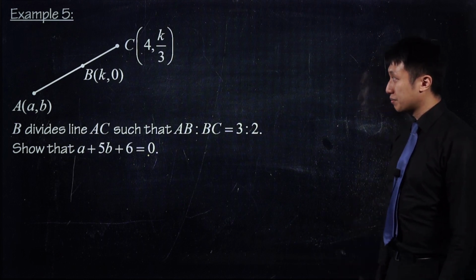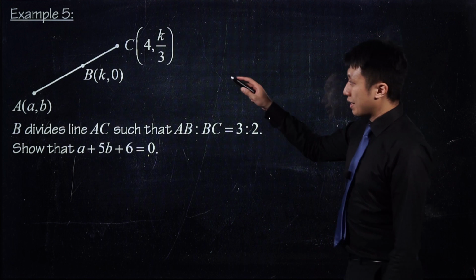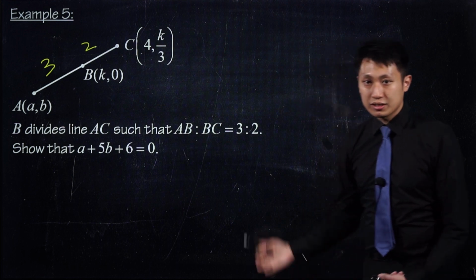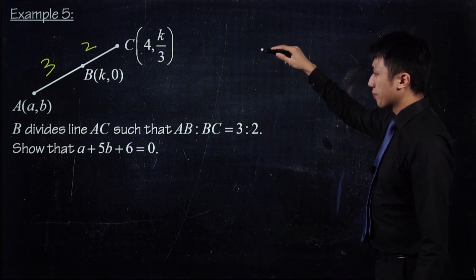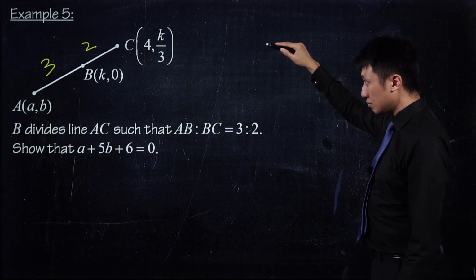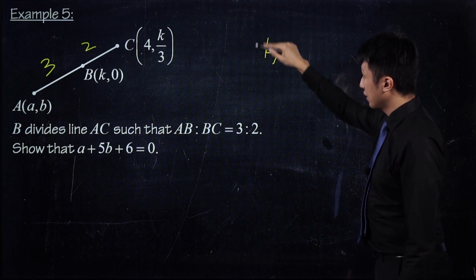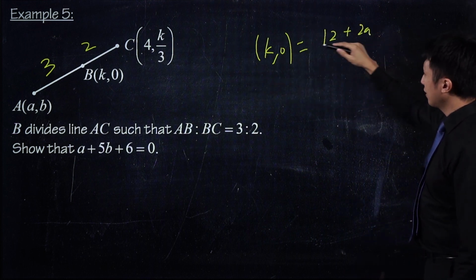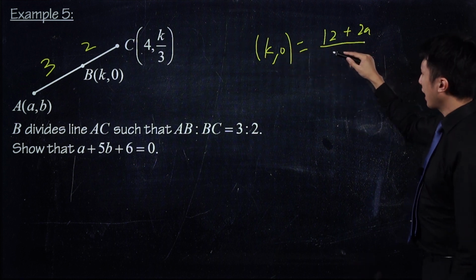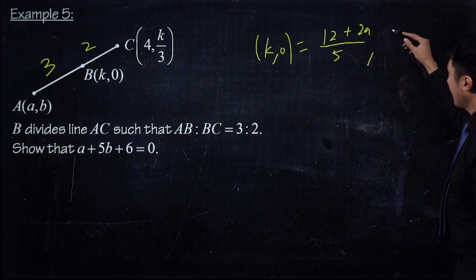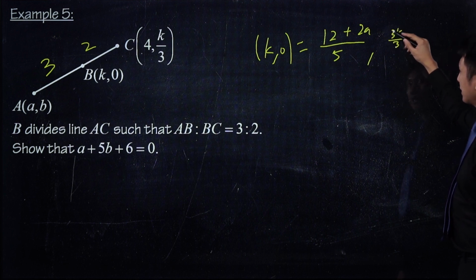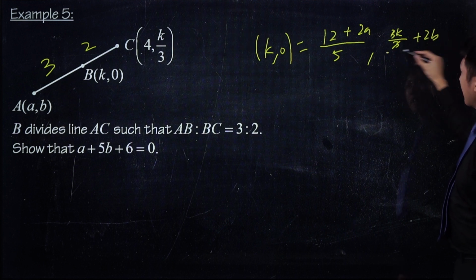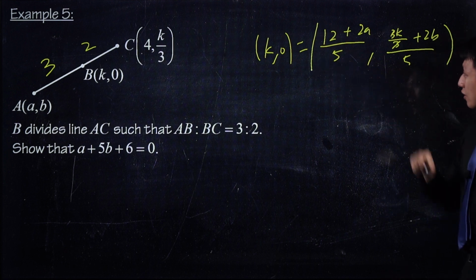Okay, so let's do this. This is 3, this is 2. It's not written in the question, so I write it in the question here. So AB, K0 is equal to, I cross it over, 12, then plus 2A divided by the total, so it's 5. Then the other one is 3K over 3, so that's just K, then plus 2B divided by 5. Then that is your thing here.